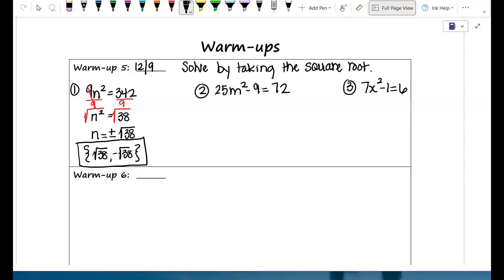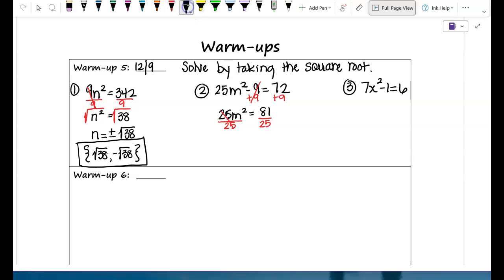All right, number 2, 25m squared minus 9 equals 72. So I need to get this constant off to the other side. So I'm going to add 9 to both sides. So I get 25m squared equals 81. But I need to get that 25 off, so I'm going to divide by the 25.